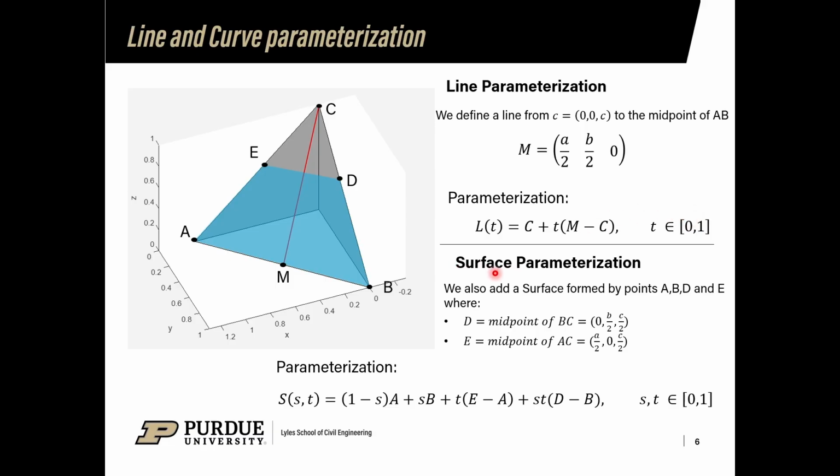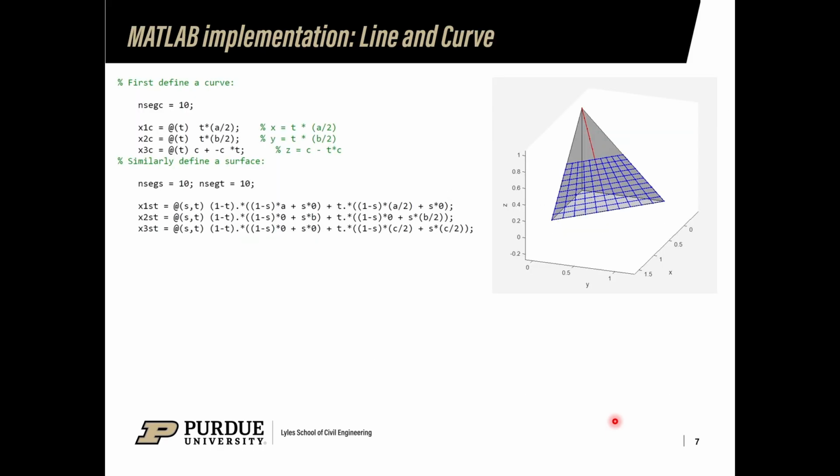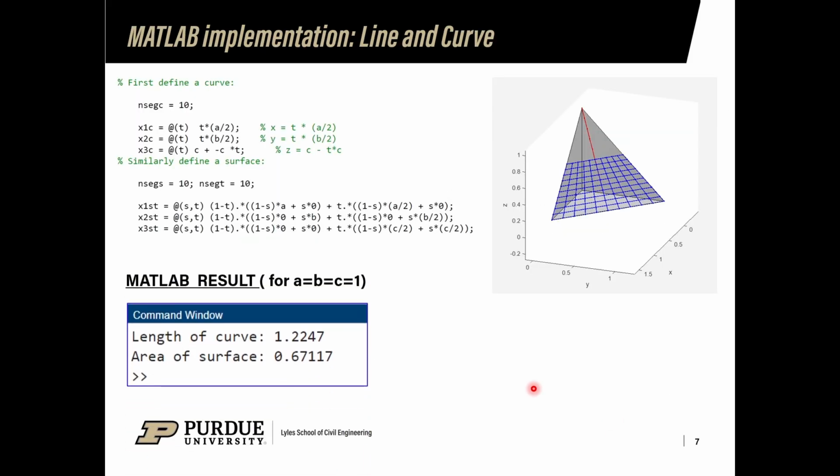Now, for the surface, we define the quadrilateral formed by points A, B, D, and E. Here, D is the midpoint of BC and E is the midpoint of AC, with two parameters s and t both between 0 and 1. By varying s and t, we generate the entire quadrilateral surface inside the tetrahedron. This is implemented in MATLAB, and we get the length of the curve and area of the surface.